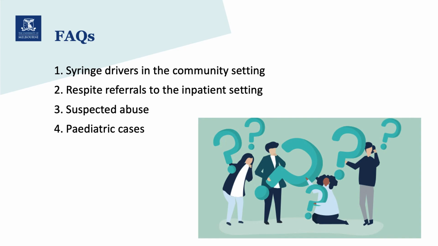Number 3, suspected abuse. So situations of physical and or psychological abuse are very serious and they do warrant urgent attention. Depending on the severity and the immediate risks, it may be appropriate to use the emergency caveat and escalate the case for urgent attention regardless of the triage score.